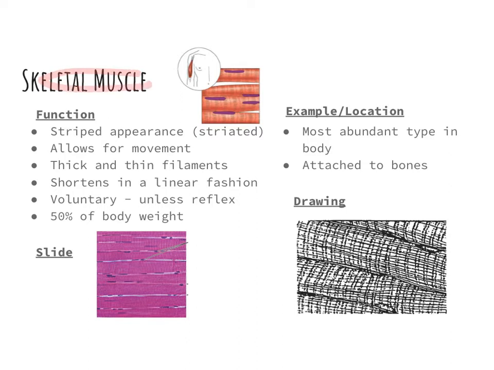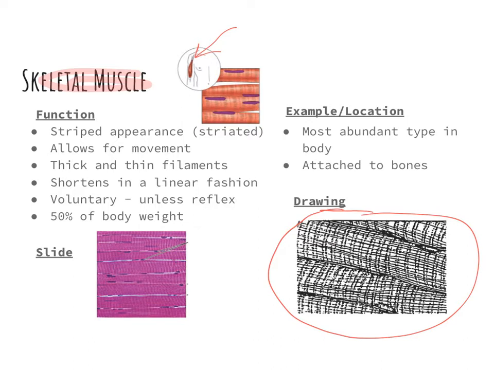Skeletal muscle is probably the type of muscle that you think about when you think of muscle. It is the one that is attached to our bones, like you see in that image there. If you're following along with your flashcard, you're looking for that flashcard there.